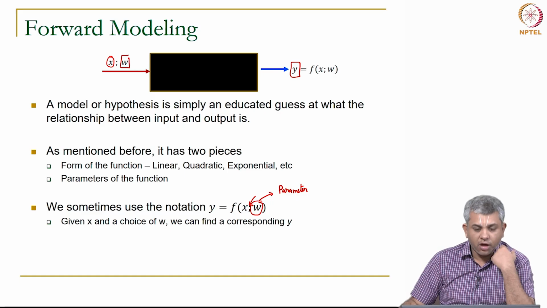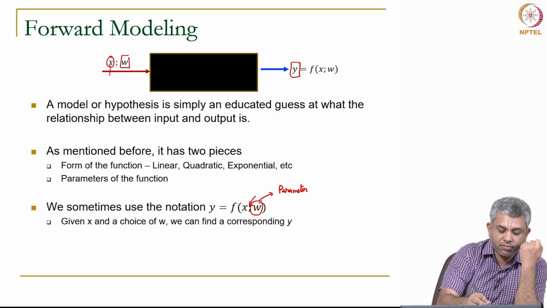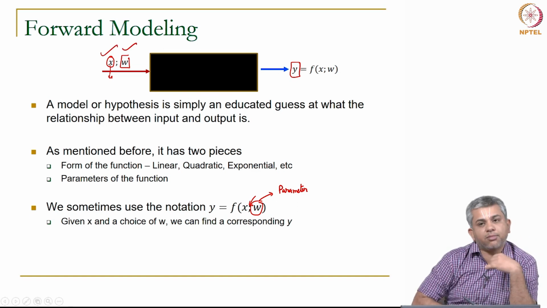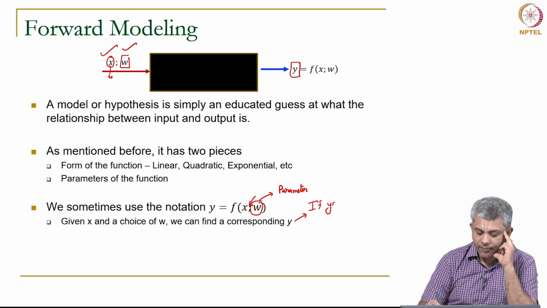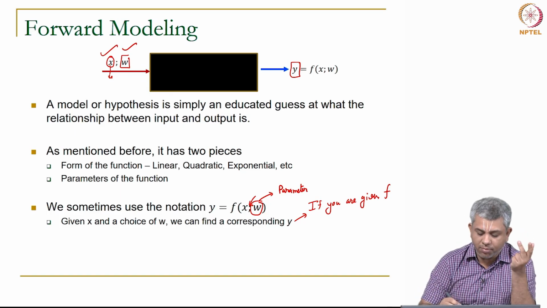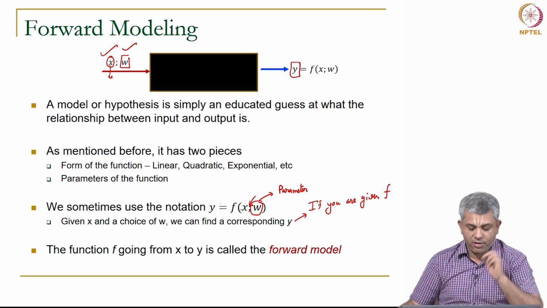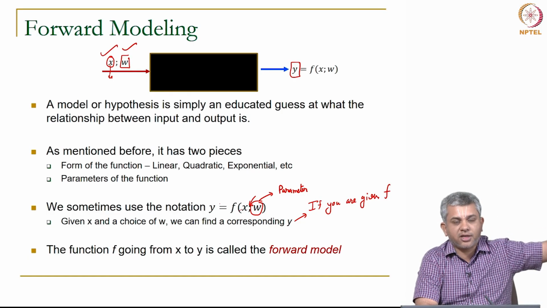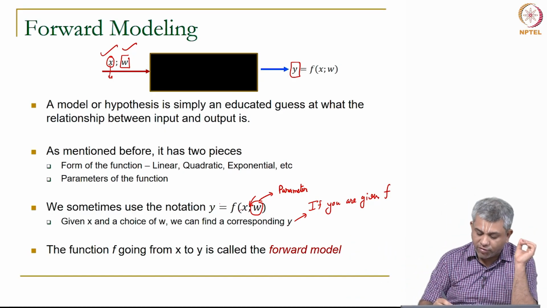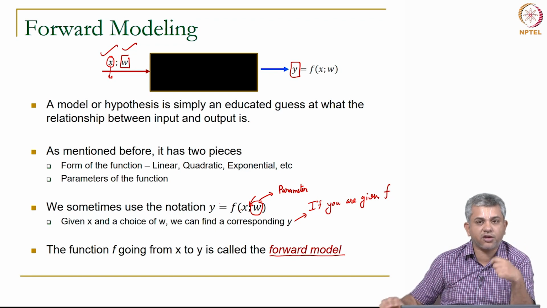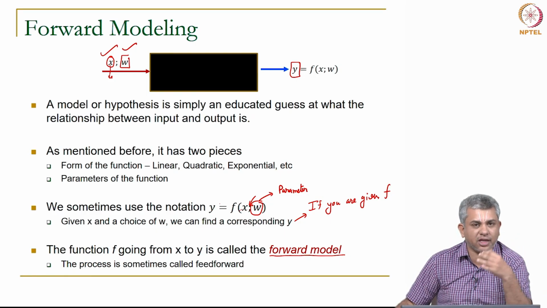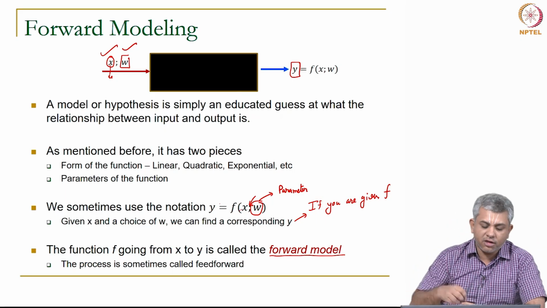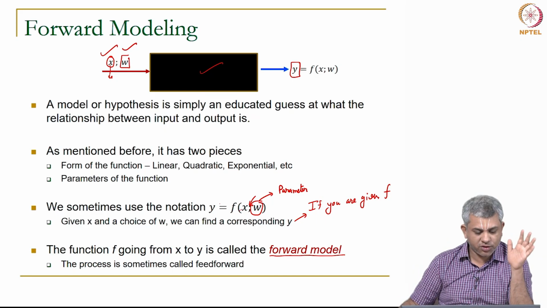Now, notice that whenever I give you x, suppose this is given, suppose I give you some choice of w, I am even guessing w, you can find a y if you are given f. If you are given the form of the function, x and w, y is fully determined. This process of going from x and w and coming out with y is called the forward model. We will see the significance of this as we go on in the course. This process is also sometimes called feed forward. Please remember the terms. Feed forward is nothing but putting x and w inside this box and then getting out y. So, that is the simple forward model.